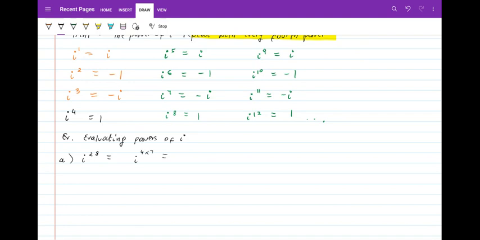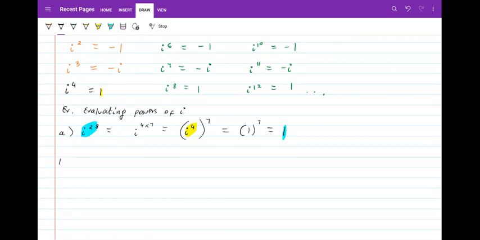Now using the power of power property, this is the same as i to the power of 4, and then everything to the power of 7. So this is the power of power property. And I know that i to the power of 4 is just 1. So we're getting 1 to the power of 7, and this is 1. So i to the power of 28 is just 1.